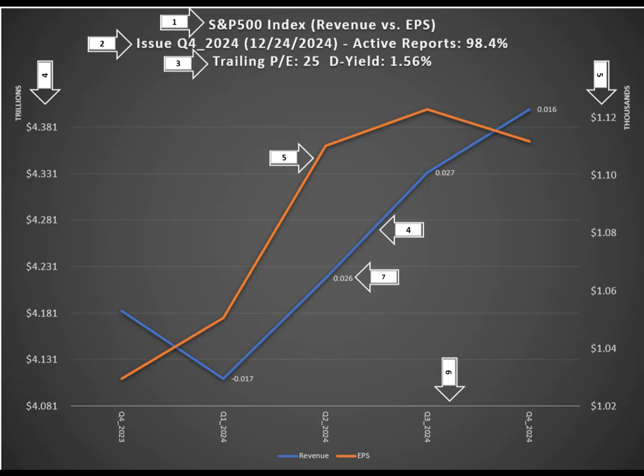Number 4, axis for revenue series, the blue line, whose corresponding values are along the left axis and whose scale is given at the top of the axis. The left axis of the chart represents the aggregate, unweighted revenue for all companies in the sector. Number 5, axis for the earnings per share series, the orange line, whose corresponding values are along the right axis and whose scale is given at the top of the axis.